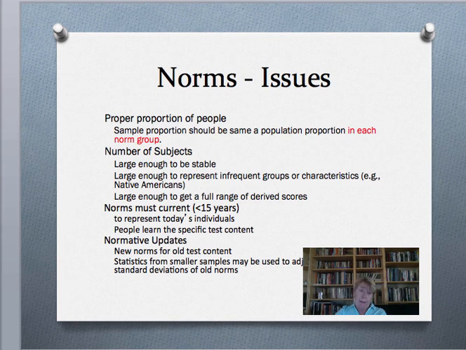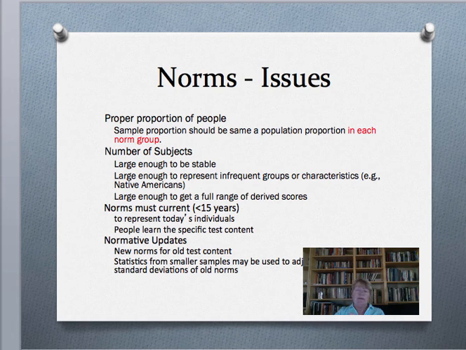We want to look for the number of subjects. It needs to be large enough to be stable and to represent small groups or characteristics like Native Americans. So a large enough sample that we would get a significant percentage of Native Americans in the sample as well, not just one or two. It has to be large enough to get a full range of derived scores, so scores across all ages or grade levels. It should be current.